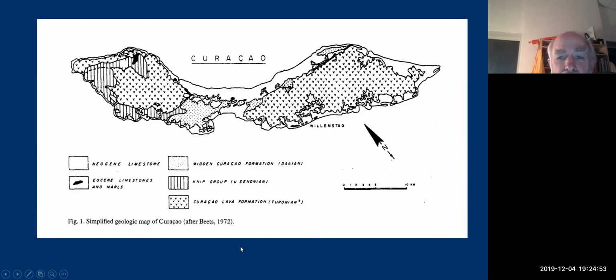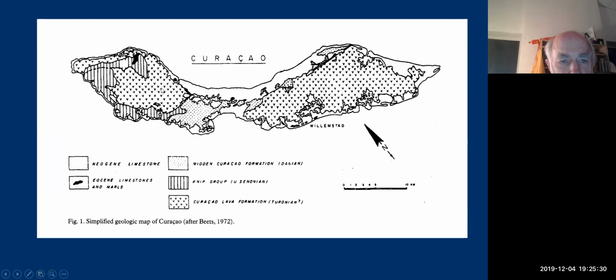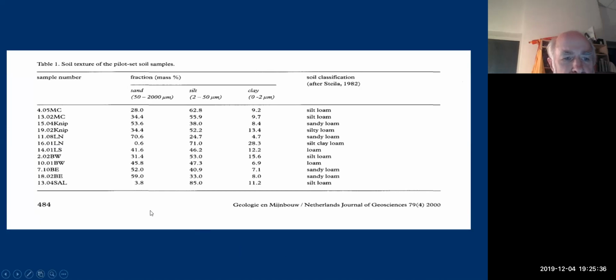We'll see. All right. So you've figured out where you are, and now you're going to look at some of the qualities of the soils in these different areas. Just to say, MC is Midden Curacao, then the Knip, then limestone north, limestone south, basalt west, basalt east, and then there's this other one called SAL, salinized, or salty. If you're on, we'll go backwards, this basalt west is this part, basalt east is this part. Good, you knew that, right?